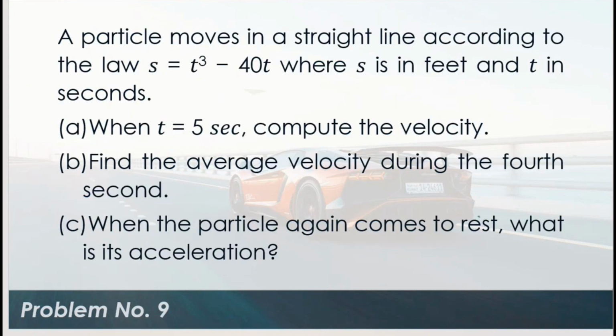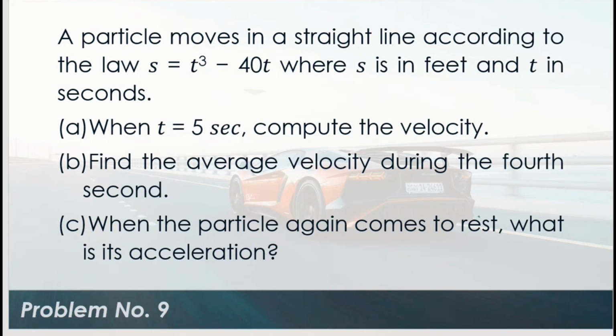In the next problem, let's read. A particle moves in a straight line according to the law s equals t cubed minus 40t, where s is in feet and t is in seconds. The first item that we need to answer is, when t is equal to 5 seconds, compute for the velocity. Second, find the average velocity during the fourth second. So that means there are two velocities that we need to find so that we could have their average. And C, when the particle again comes to rest, what is the acceleration? From the given word rest, that means the velocity is equal to 0.